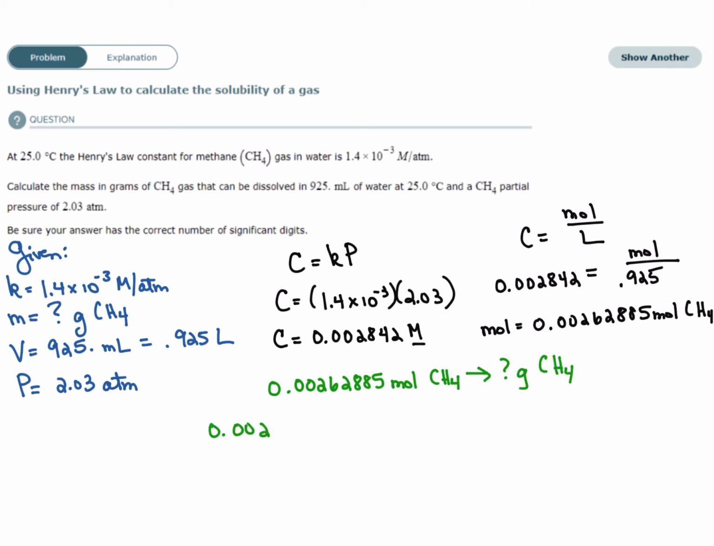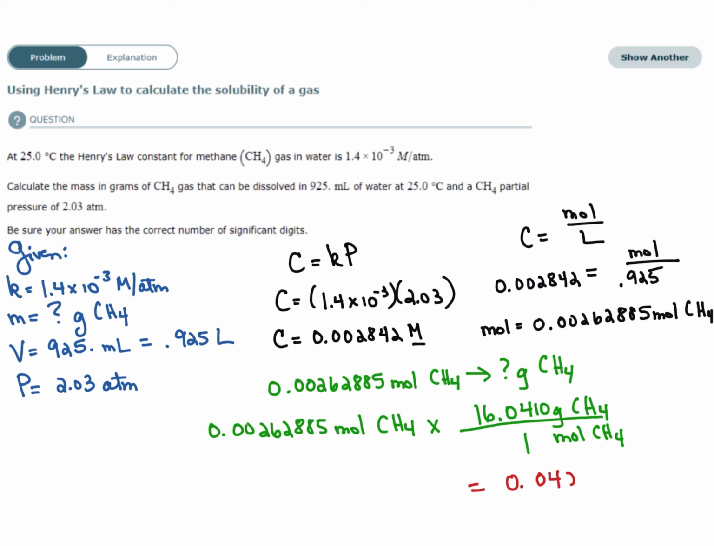Always start off with my given. If moles of CH4 needs to cancel out, then I've got to put moles of CH4 in the denominator. 1 mole of CH4 is equal to 16.0410 grams of CH4. Take a look at my given table, and my fewest sig figs is going to be 2 sig figs, so my final answer is 0.042 grams of CH4. Good luck and keep practicing.